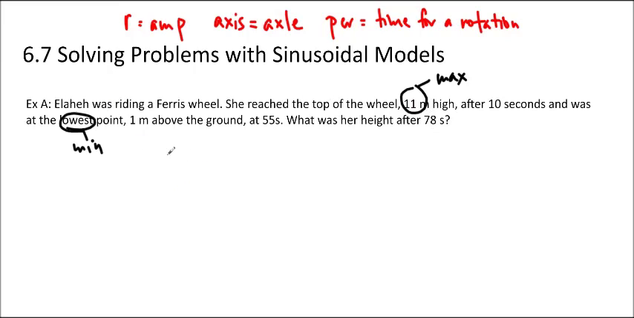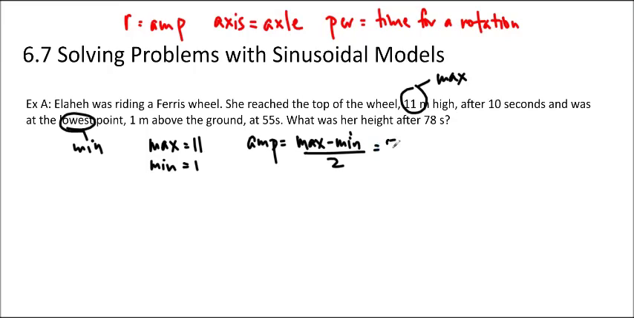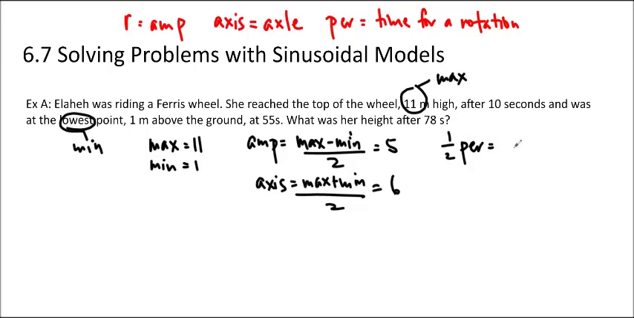So we know that her maximum was 11 and her minimum was 1. So we can actually use the formulas that we know from before. The amplitude is max minus min divided by 2. In this case it ends up being 5. And the axis is max plus min divided by 2, the mean, and that is 6. We also can find the period because we know that from the max to the min is half a period. So 1/2 the period is equal to 55 minus 10, because it takes her 45 seconds to get through that half period. So the period is 90 seconds.